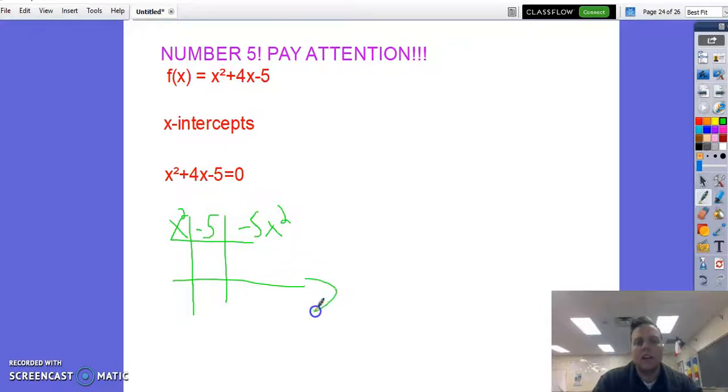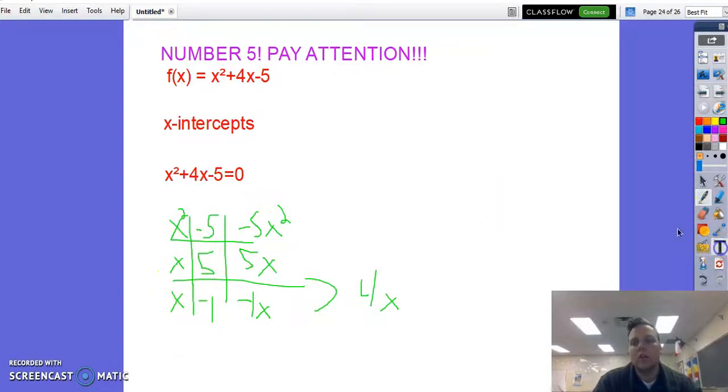You then put the linear term over here, so that's 4x. So you need to think about what two numbers multiply to negative 5x squared but add to 4x. 5x and negative 1x. You then ask yourself, x squared and 5x, what do they have in common? Just x. X squared and negative 1x, what do they have in common? Just x. X times what is 5x? 5. X times what is negative 1x? Negative 1. Go across, go across.